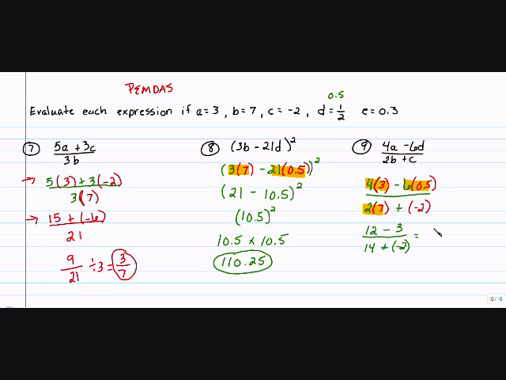And solve in my numerator. 12 minus 3 is 9. And 14 plus -2, or 14 minus 2, is 12. I need to reduce it down to simplest terms. They both have a 3 in common, so I'm going to divide both by 3. 9 divided by 3 is 3, and 12 divided by 3 is 4. I get 3/4 for an answer, or 0.75. Very good.